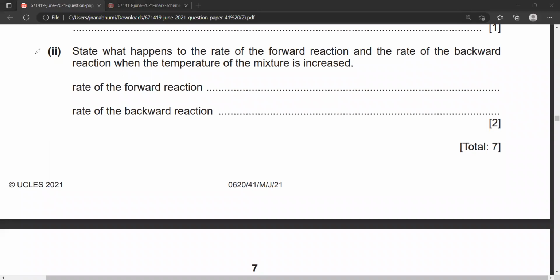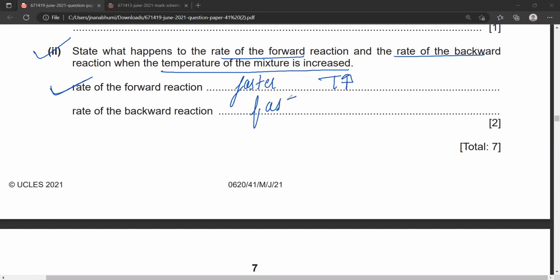Look at the second question. State what happens to the rate of forward and rate of backward reaction when the temperature of the reaction is increased. The rate of forward reaction is increased, so it will become faster after increasing the temperature, right? And the rate of backward reaction will also be faster when temperature is increased, right?